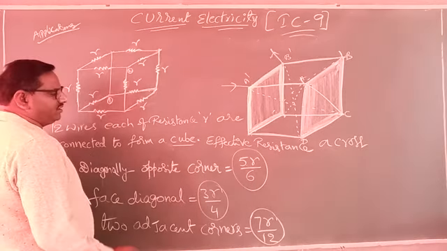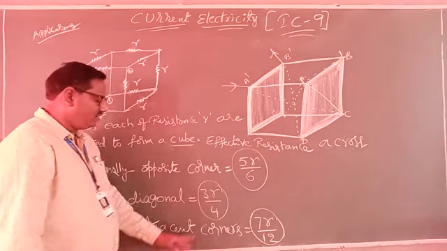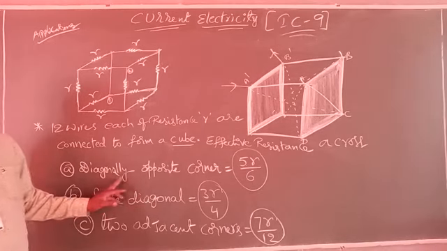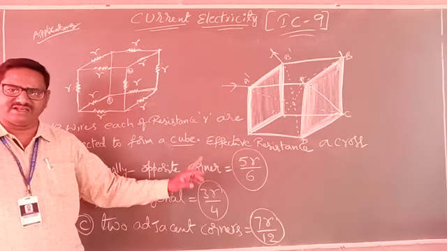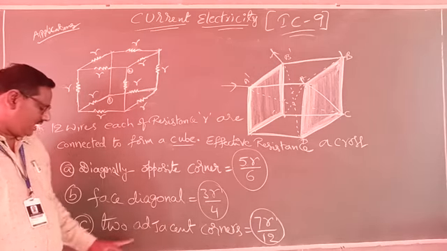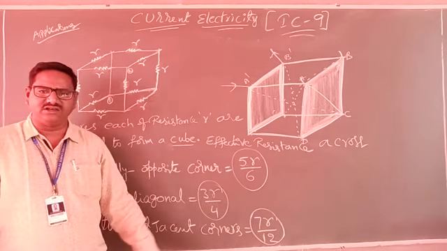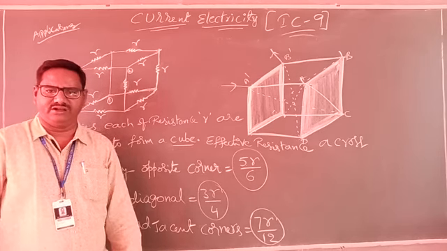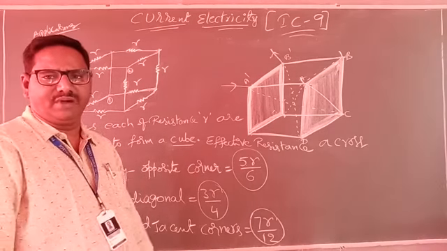Clear? Very simple. Mainly we need to remember: one is diagonally opposite corners, that is 5R by 6, and one more face diagonal, that is 3R by 4, and two adjacent corners, that is 7R by 12. These three need to be remembered.